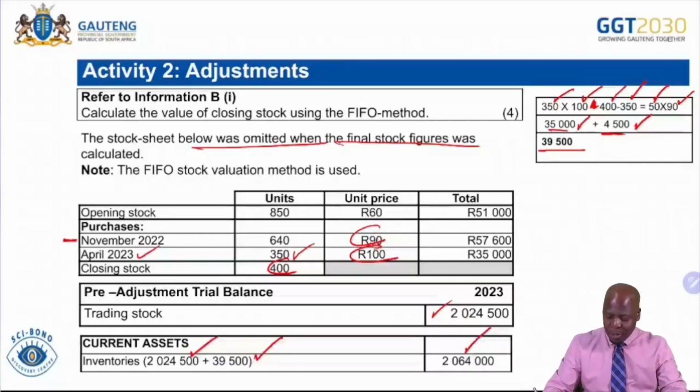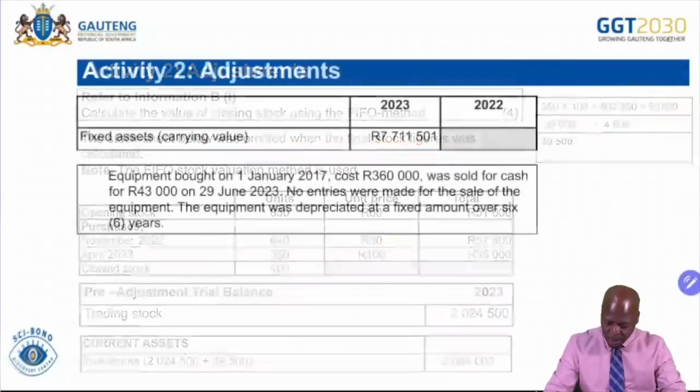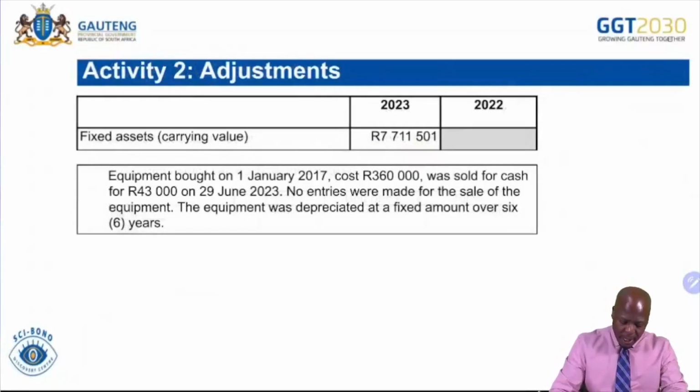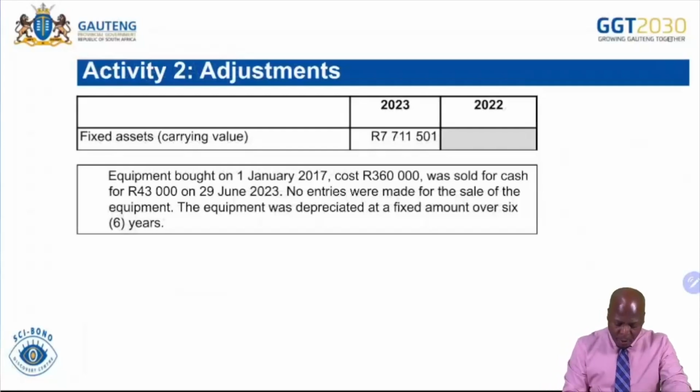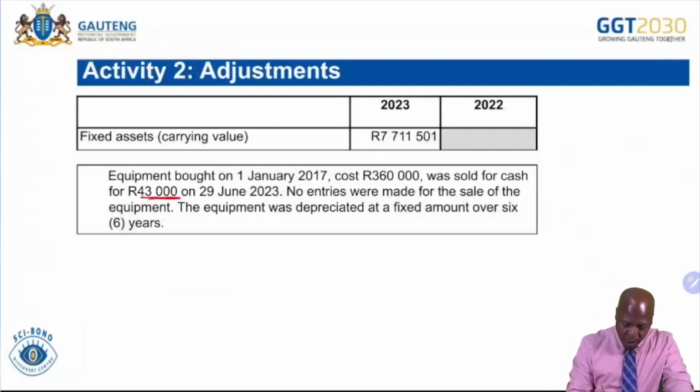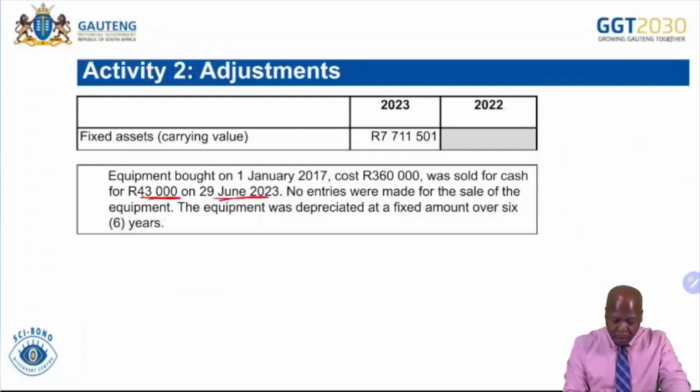Okay, so let's come on to the next adjustment. Adjustment number 2 reads, equipment bought on the 1st of January 2017 cost 360,000, was sold for cash for 43,000. So we have sold some equipment here for 43,000 on 29 June. Dates are very, very important. Okay, and then no entries were made for the sale of the equipment. The equipment was depreciated at a fixed amount over 6 years.